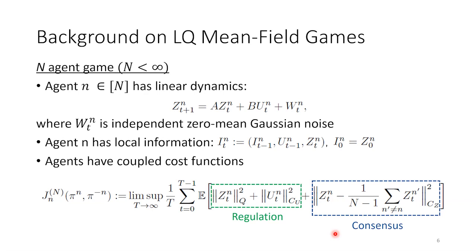Right. So the way we define consensus is basically each agent wants to be as close as possible to the average state over the network or the game. This is just a summation over the states of all the other agents, and then we are taking an average by dividing it by n minus one. So each agent wants to align its state with the average state of all the other agents.